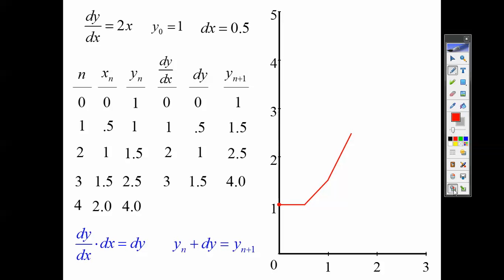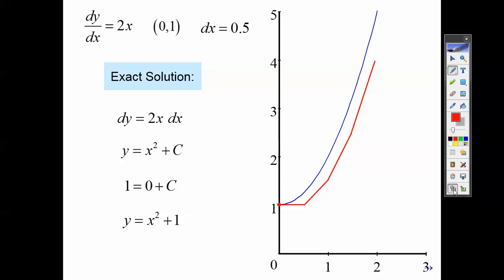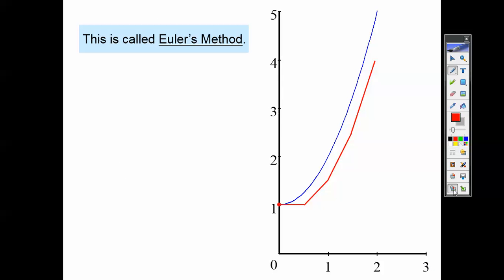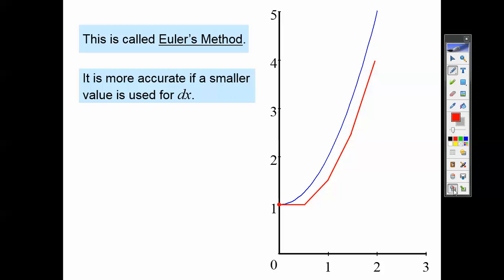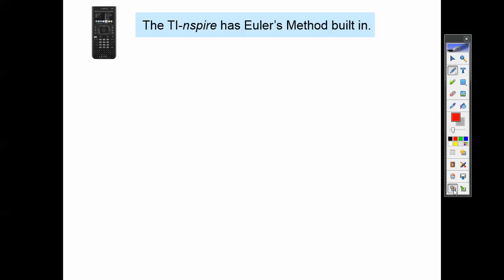Narrower rectangles, right? So if we graph that, and here's the exact solution. They did a weird thing with the dx, don't worry about that. We already did this, y equals x squared plus 1. There's y equals x squared plus 1, right? So the whole time that slope was increasing as we went across. We were assuming that it didn't, and then we recalculated. So we went to a new point, recalculated the slope, said, oh, now it's going up. Recalculate the slope, now it's going up more. Recalculate the slope, right? Smaller steps would have been better, okay? That is Euler's method. More accurate if a smaller step value is used. It's less accurate as you move away from the initial value, the farther you move away.